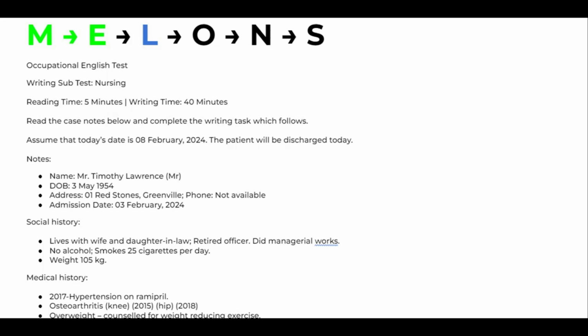If the DOB or date of birth is given, don't convert that into age. If date of birth and age are both given, you can write only the age. You don't have to write both of them.